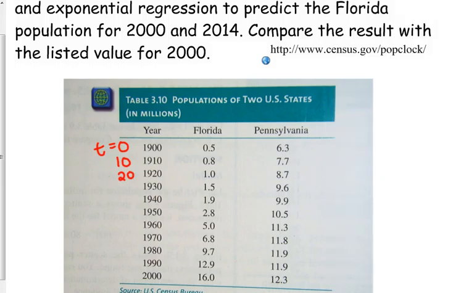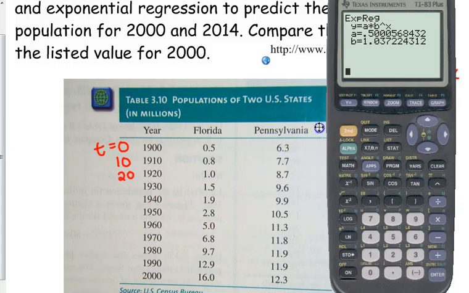So the model here is y is equal to 0.5 times 1.037 to the x. Okay. However, we are not going to use that to predict. What we're going to use to predict is the graph. Okay, we're going to use the graph, and here's why.